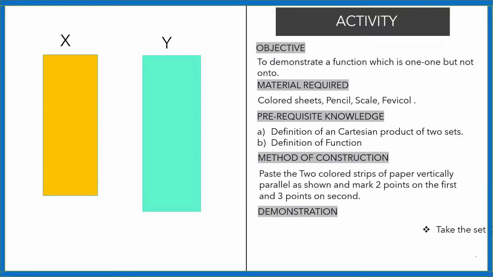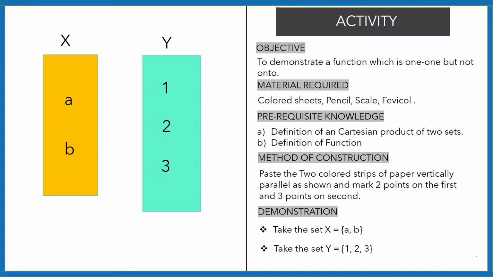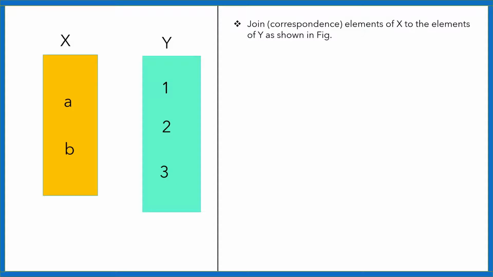Demonstration: take the set X as A and B and take set Y as 1, 2, 3. Join the element of X to the element of Y as shown in the figure. Join A with 2 and B with 3.